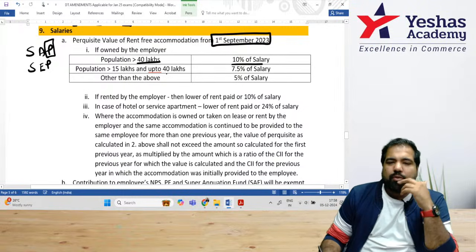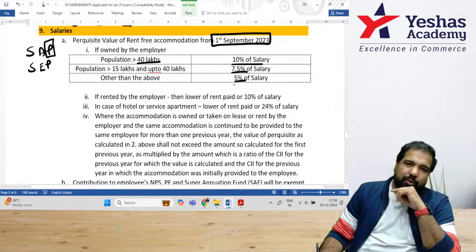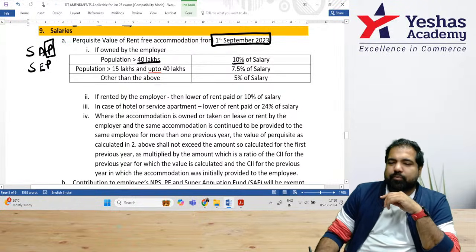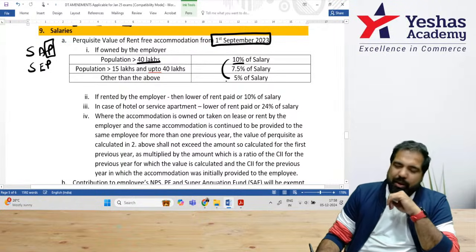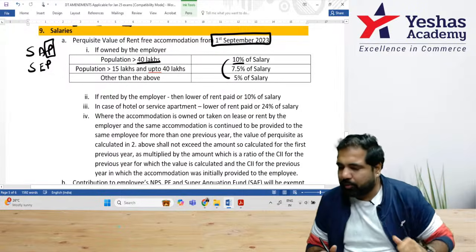If it's in a smaller town where 15 to 40 lakhs is the population, then 7.5%. And if it's lower than that, 5%. Don't worry, I have a shortcut for you. You start with 10, you make it half, and then you go in the middle. That's how you remember it. So you start with 10, go to 5, and then in the middle is 7.5.